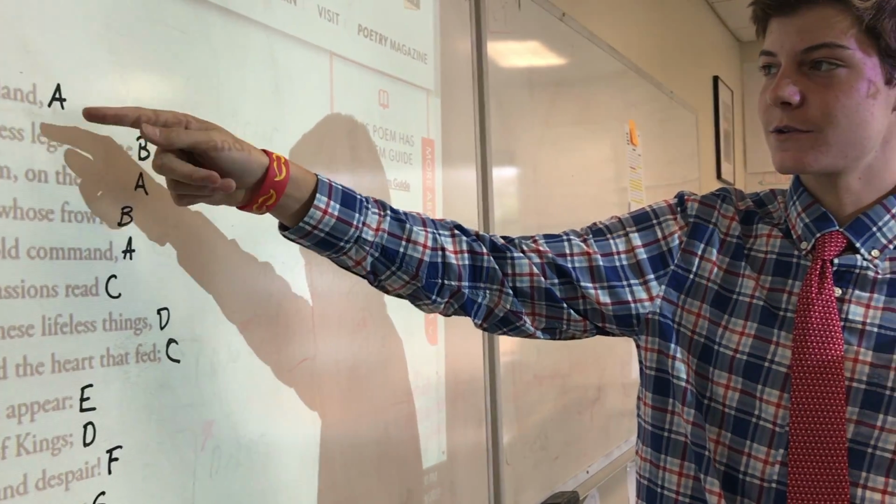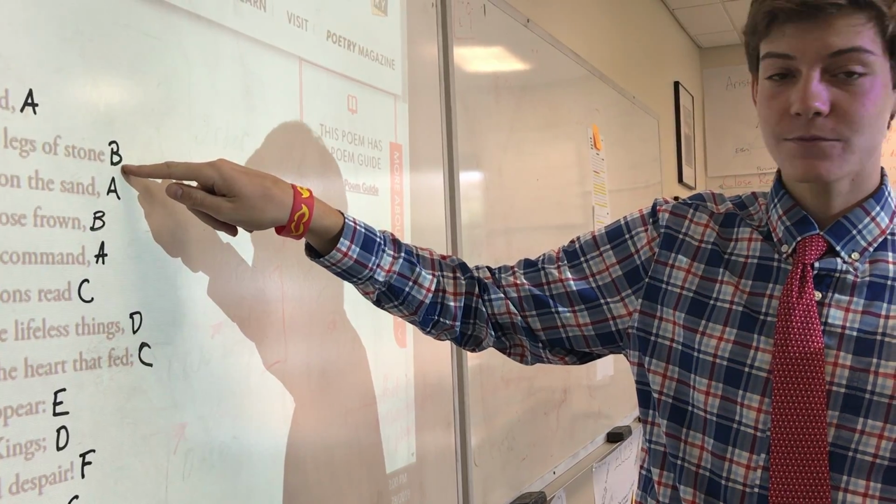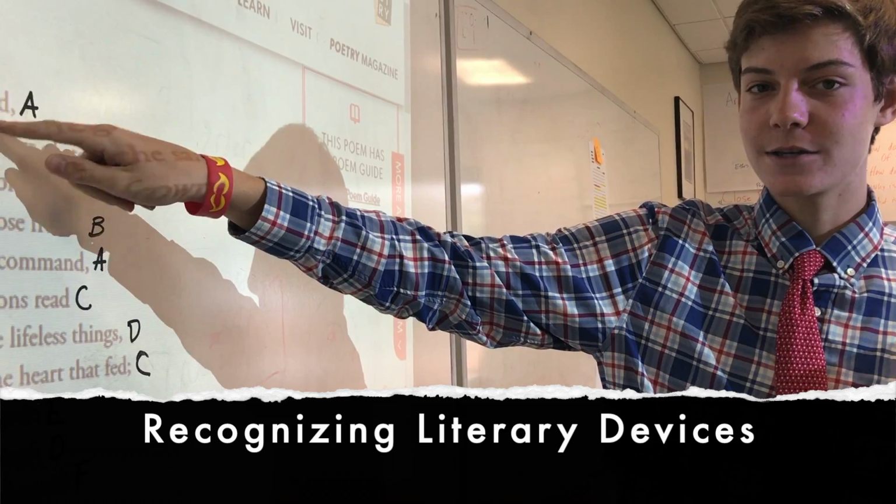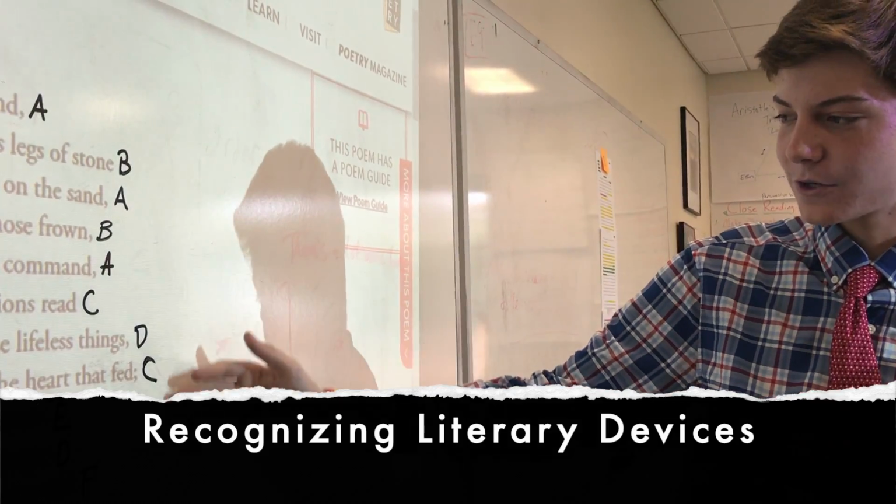We put a letter next to it, so the first one's A, and then the next one doesn't rhyme with anything, so we start a new one, B. And this third line, because sand rhymes with land, we put an A on that one. And we just continue that trend all the way down.